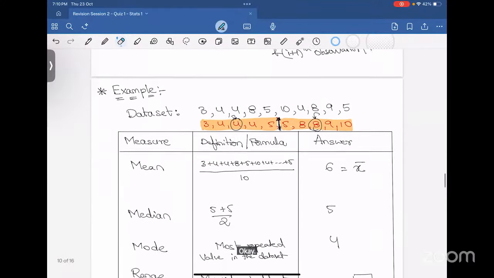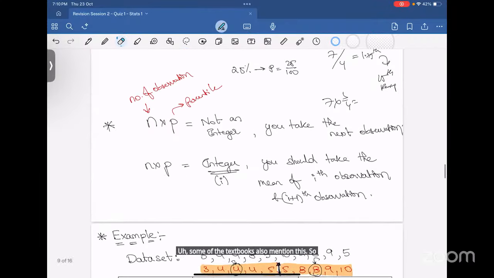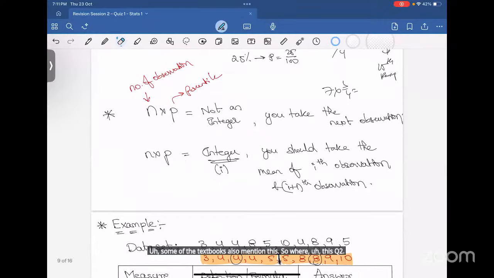Okay. So here, it is not that the median is always Q2. We need to see. Median and percentile will not always be related. So I kind of got it wrong in my last session. Actually, Q2 is exactly the median. I have gone back and seen that some of the textbooks also mention this. So Q2 is exactly the median.